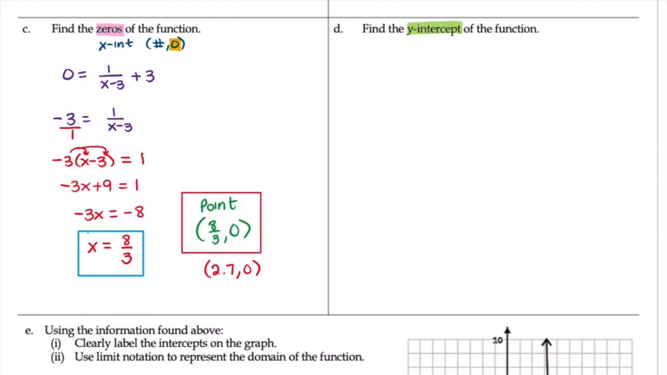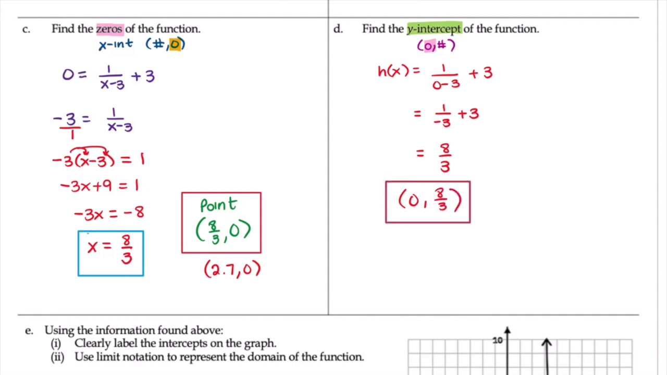So to find the y-intercept, we are dealing with a point on the y-axis, which means it's going to be 0, a number. So in this case, we are replacing our x value with 0. And we're going to solve for y, or in this case, h of x. So our y-intercept turned out to be the same value as the x-intercept. Does not always. We have the y-intercept as a point 0, 8/3. So roughly the point 0, 2.7.